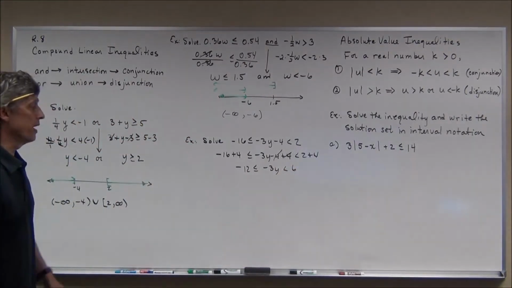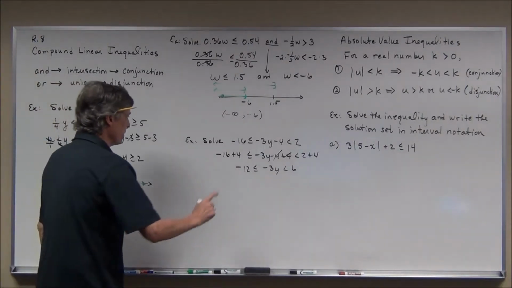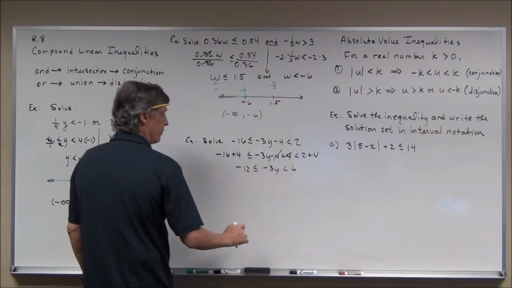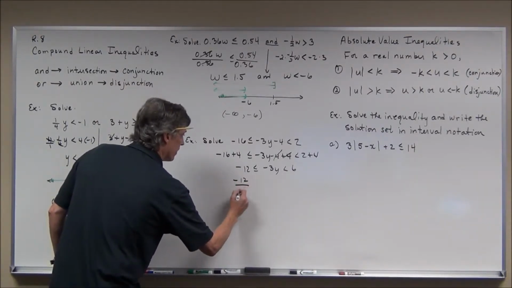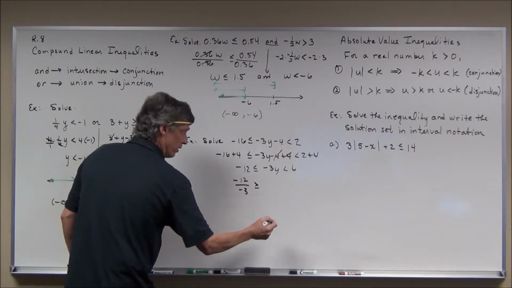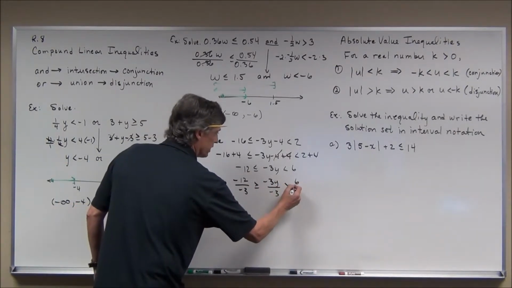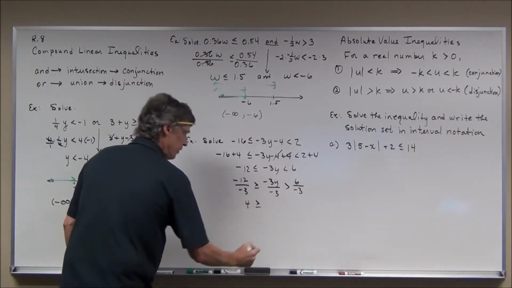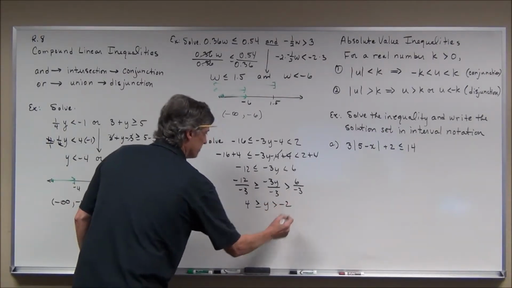Now I'm going to have to divide by negative 3 to get the variable y by itself. And remember, if you divide by a negative, you're going to reverse the order, and since I'm going to divide all three parts, I have to reverse both orders. So this is negative 12 divided by negative 3 greater than or equal to negative 3y divided by negative 3 greater than 6 divided by negative 3. 4 greater than or equal to y greater than negative 2.